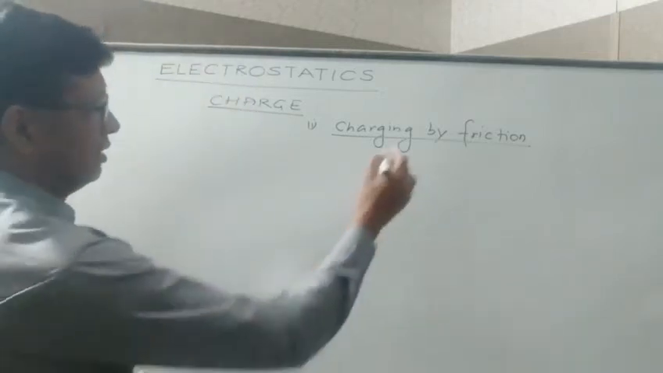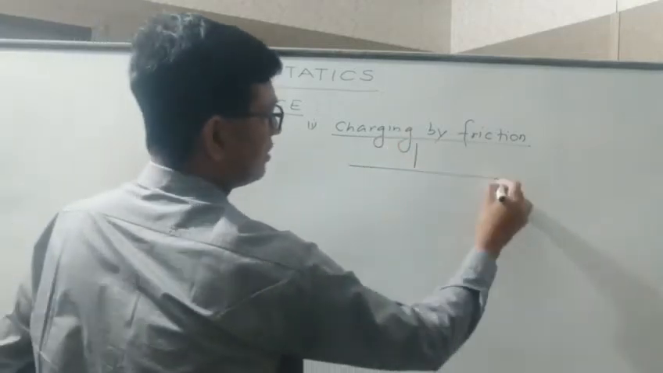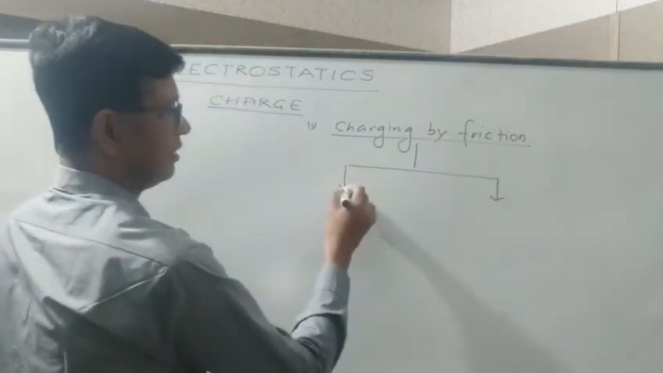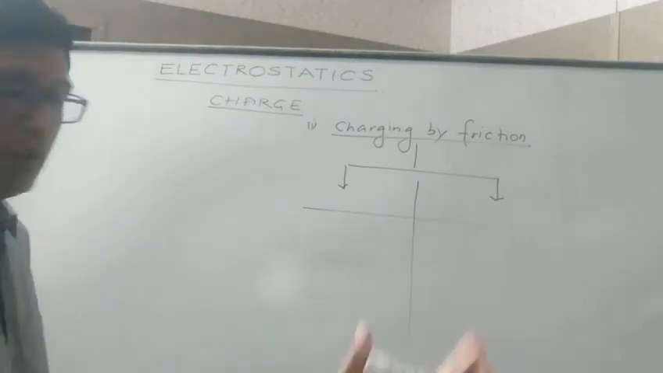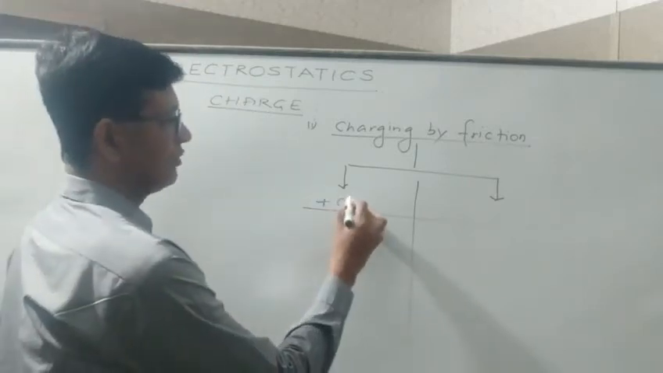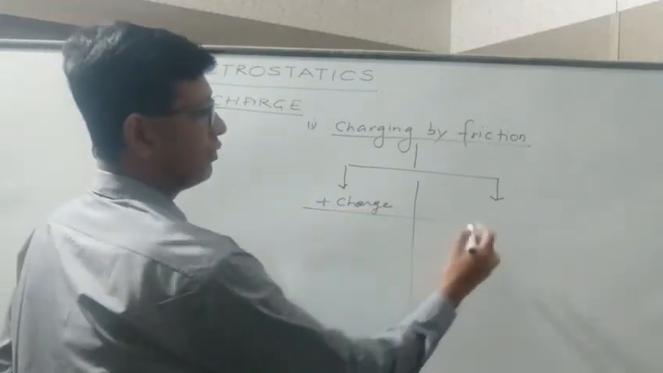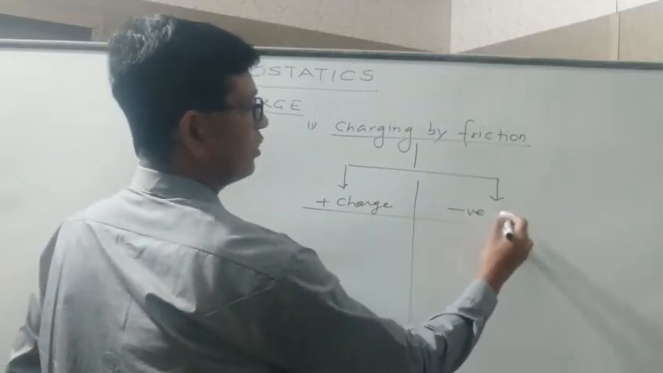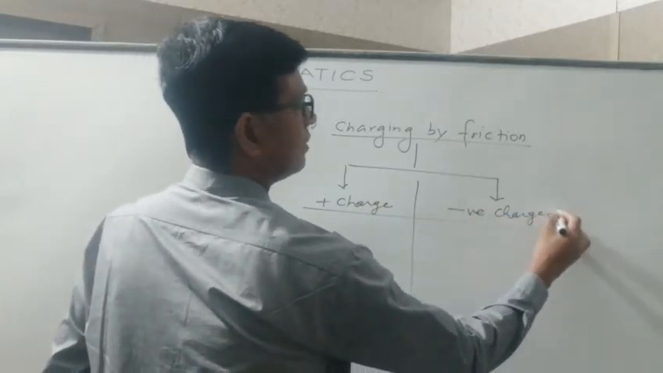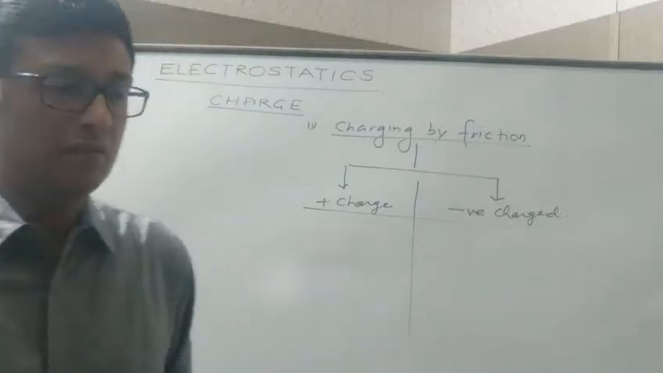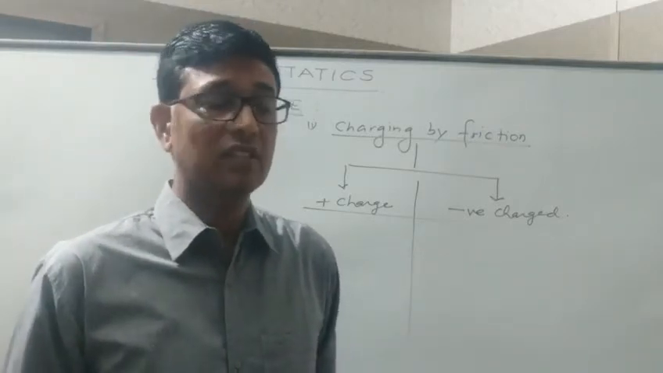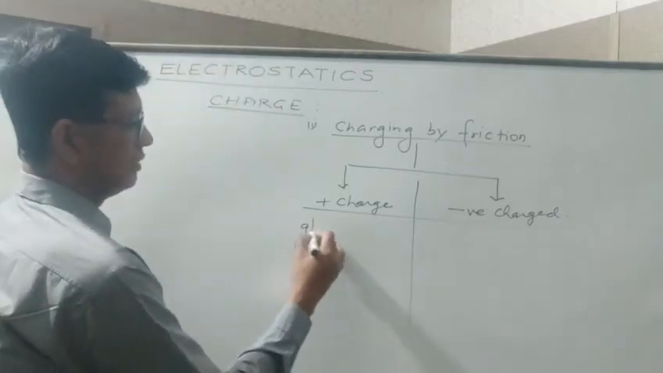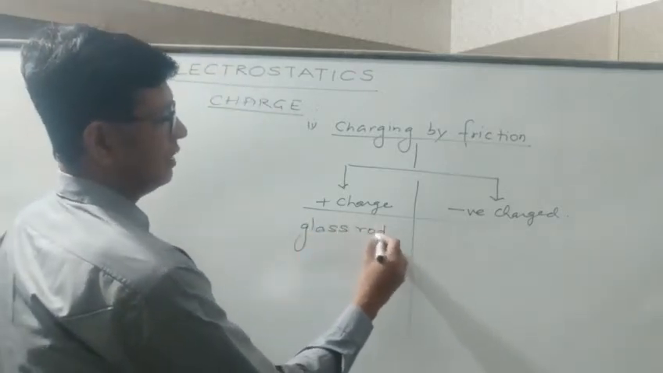Now, let's discuss this topic in detail. There are two categories of bodies. By convention, one category is known as positive charge bodies. The other one is known as negative charge bodies. Now let's understand few examples, right? Let's consider the case of glass rod and silk.